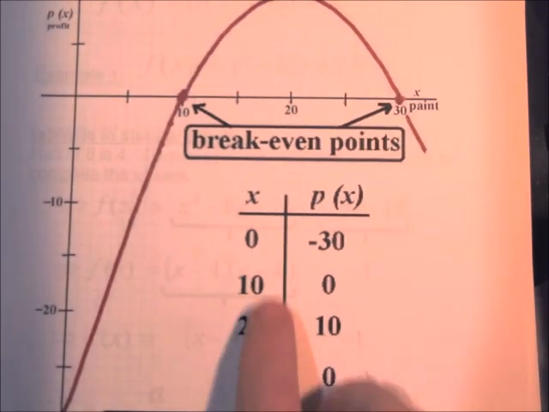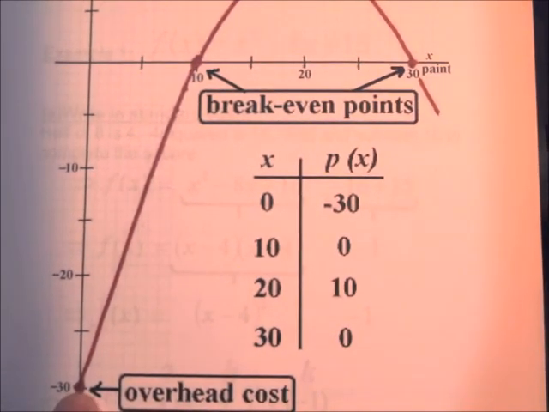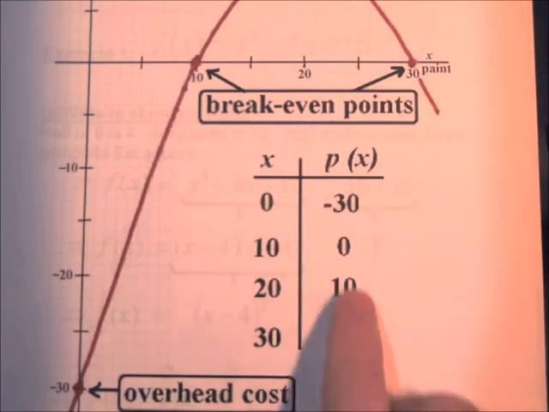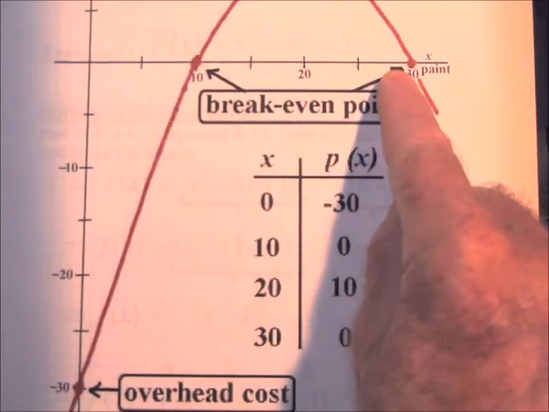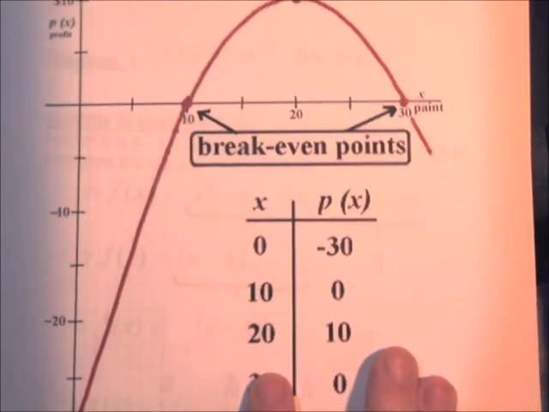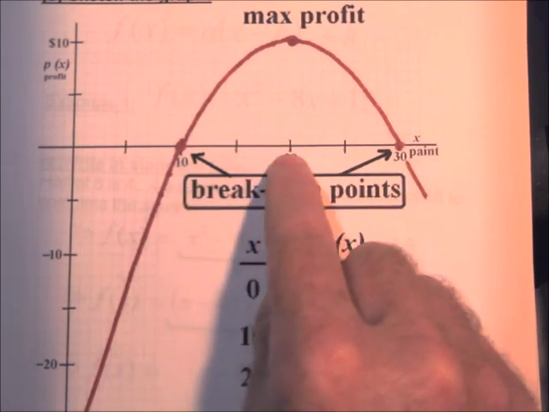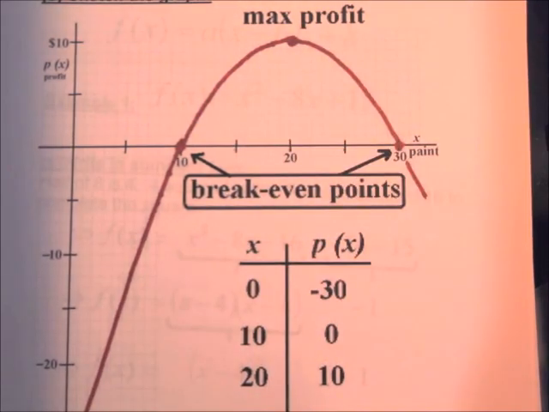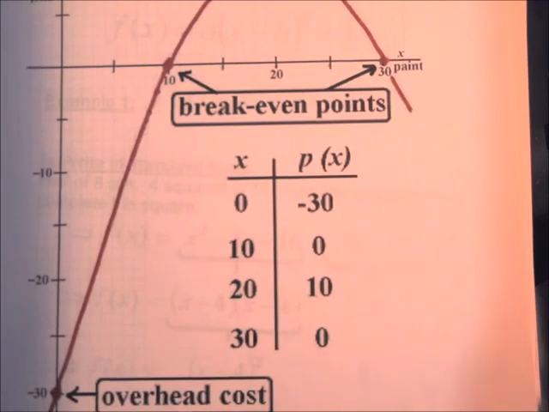So we plot the points. This is 0 left to right, down 30. That's the overhead cost. That's down here. The two break-even points, (10, 0) and (30, 0). And then the vertex, which represents the maximum profit, 20 to the right, up 10. And then connect the dots, and that'll be the graph. Okay, and that concludes this presentation.